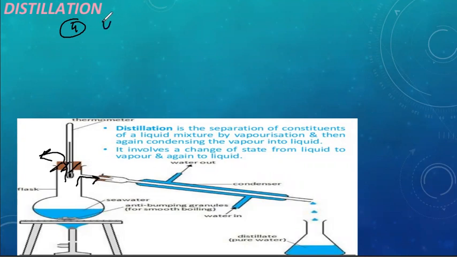So we are going to use the rubber bung there in order to avoid the leakage of the vapors, the escape of the vapors outside. That's the fourth point. Coming to the fifth and very important point, the lower end of the condenser should always be the water in, and the upper end should always be the water out.